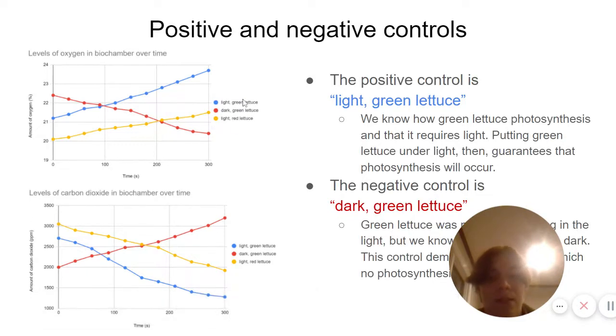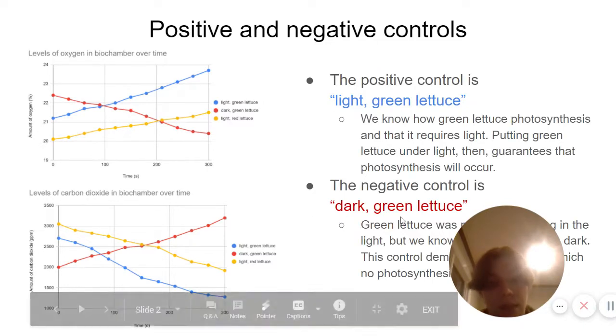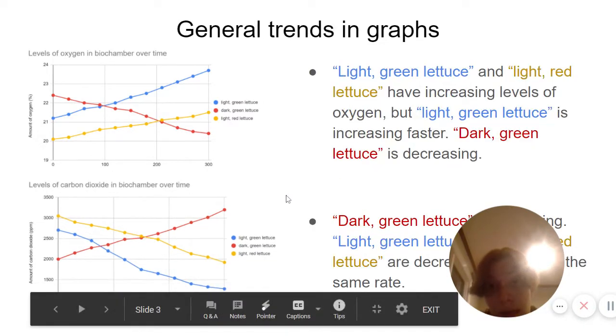I had green and red lettuce, and I chose green lettuce because we're familiar with green lettuce and chlorophyll. So it made sense that those would be the controls. The positive control was when there's light, because we know that's when photosynthesis happens, and the negative control was dark, because we know that's when photosynthesis does not happen.